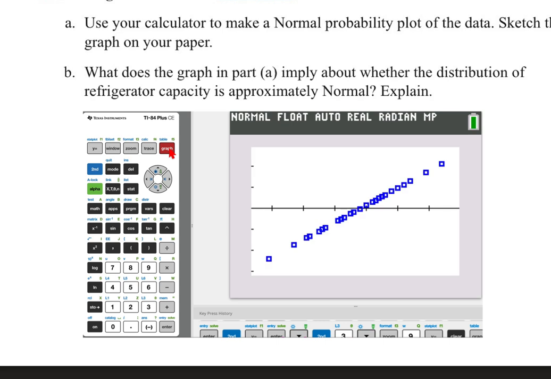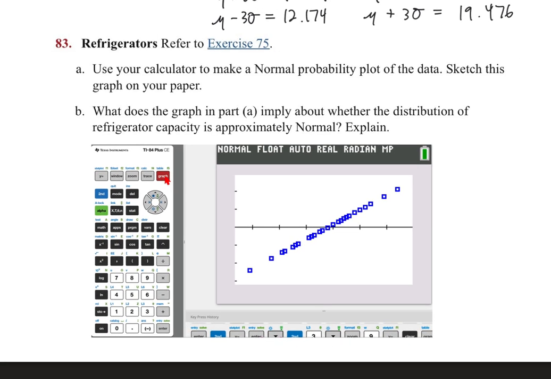Okay, so look at that. Notice that graph is almost exactly linear, and that means that the data is roughly normal. So it's just something a little new. They say use your calculator to make a normal probability plot, so that's what we did. Sketch this on your graph. Part B says, what does this graph in part A imply about whether the distribution of refrigerator capacity is approximately normal? So it is approximately normal because the normal probability plot is roughly linear, in this case almost exactly linear.